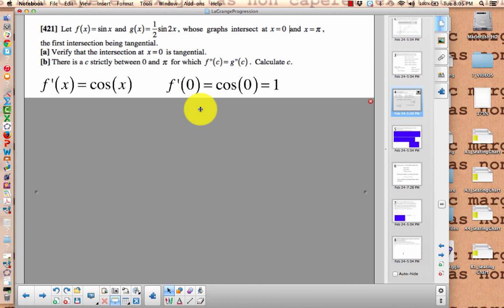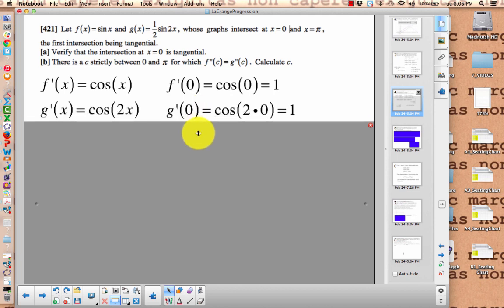So f prime of x is cosine x, f prime of 0 would be cosine 0, which is 1, and g prime of x would be cosine 2x. The 2 from the chain rule cancels the 1/2, and g prime of 0 would also be cosine of 0, or 1. So the two functions f and g have the same slope at 0.